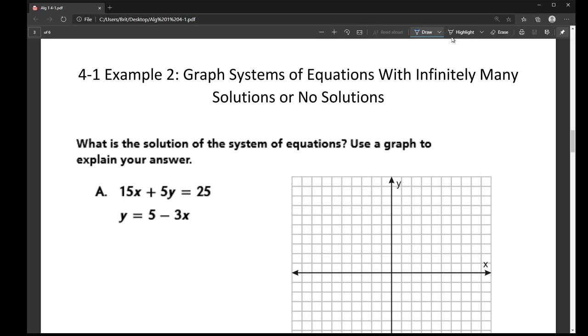In this video, I am covering example 2 from section 4.1 in the SavvasRealize Algebra 1 textbook. In this example, we are looking at how to graph systems of equations that have infinitely many solutions or no solutions. Now recall, when we have a system of equations, which means we're looking at two or more equations, a solution is where they intersect.